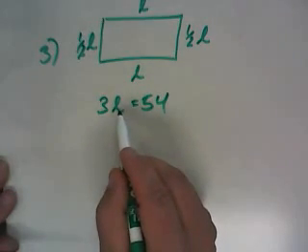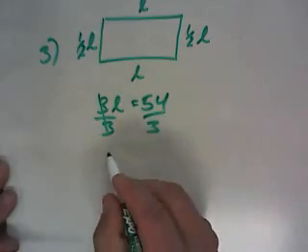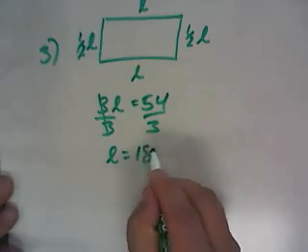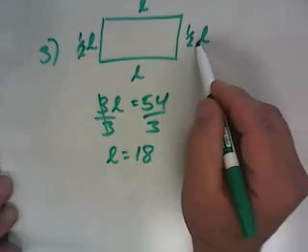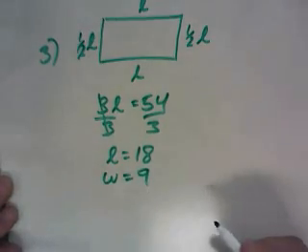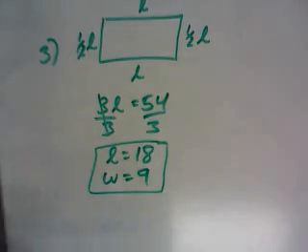And so if I want to figure out what just L is, just the length, I'll divide both sides by 3. So L is equal to 54 divided by 3, which is 18. So if the length is equal to 18, the width is half of that. So the width then would end up being 9. And that's what we should have for number 3.